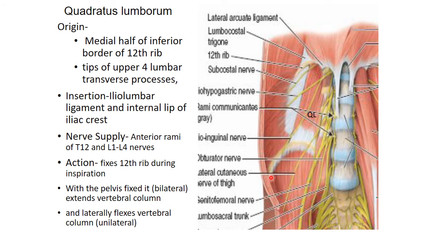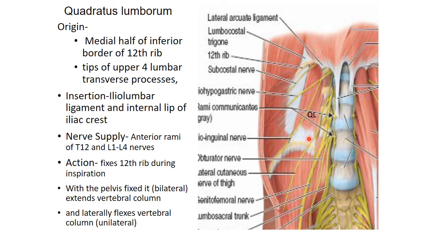For the insertion, this is the iliac crest. So it is attached to the iliac crest, but a small medial portion is attached to the iliolumbar ligament. This is the ligament which is extending between the lumbar vertebrae, from the transverse process to the inner lip of the posterior part of the iliac crest. So that iliolumbar ligament will give the lower attachment to the quadratus lumborum muscle.